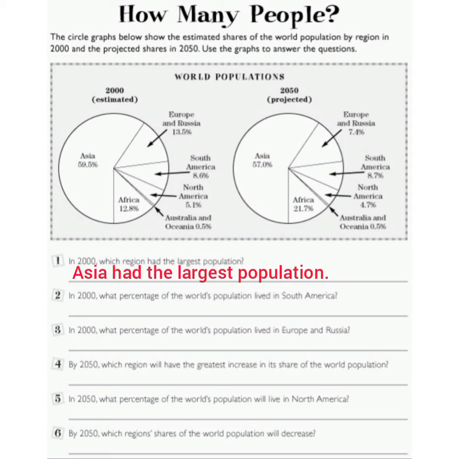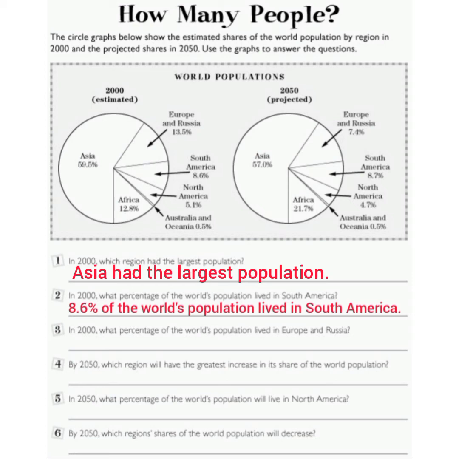So this being a complete sentence, there are always several ways to write this, and it's going to be your call. So long as you're answering the question of what percentage of the world's population lived in South America, as long as you give the percentage, it should be okay. So the way I would answer it would be 8.6% of the world's population lived in South America.